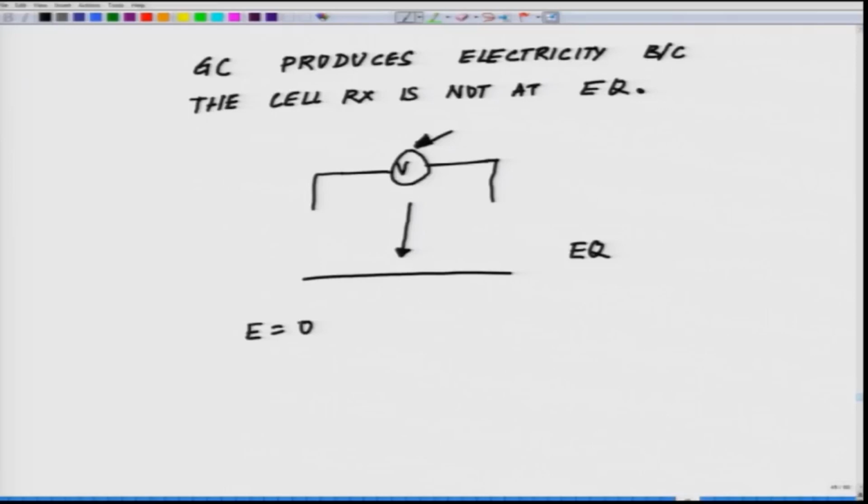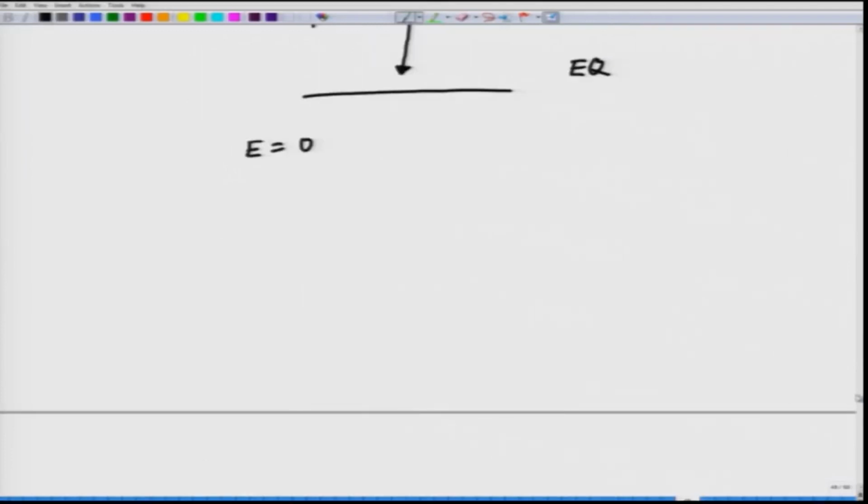This is one concept which I wish you should understand. The second thing that is important here is, let us relate the E for a whole cell to the reaction quotient Q. So, we are trying to relate E and Q, the reaction quotient.